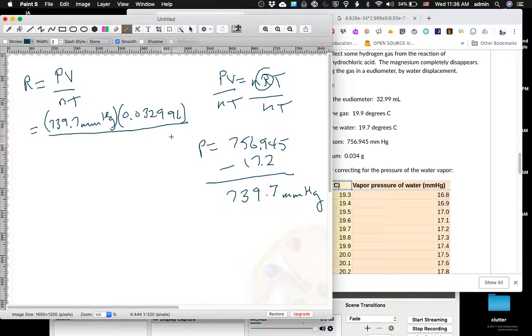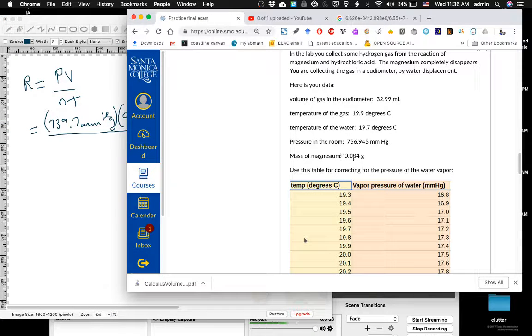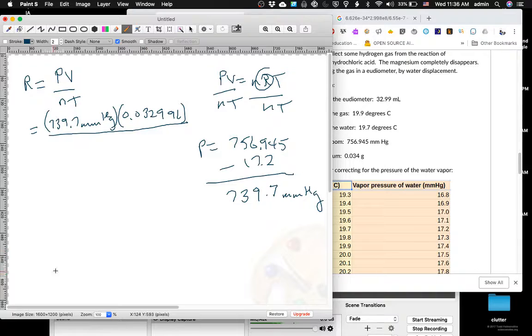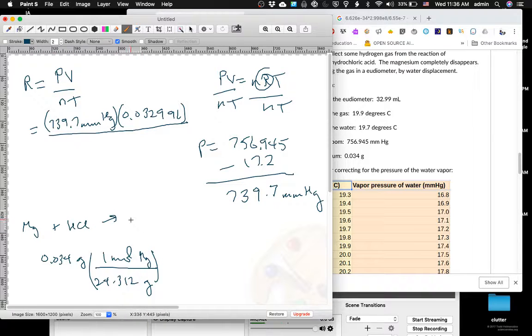The n, I'll have to calculate the n. All right, so the mass of magnesium was 0.034 grams. Now, if you're going to use the periodic table given in the final exam, that's the mass of magnesium that you'll find there. In order to find the moles of hydrogen gas, I need to write a balanced chemical equation. So magnesium plus hydrochloric acid makes hydrogen gas and magnesium chloride.